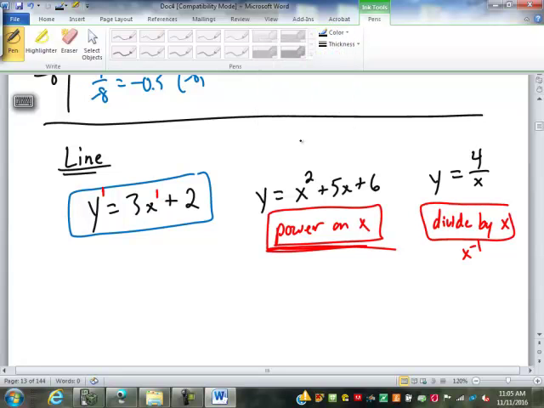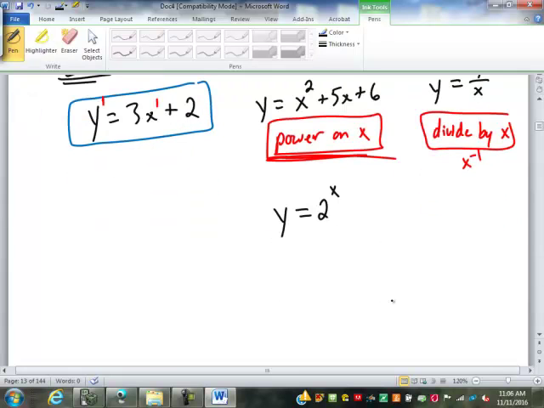Now, one equation that we didn't take time to graph might look like this. Y equals 2 to the power of x. If I were going to graph that, well, 2 to the power of 0 would be 1. If x were 1, 2 to the power of 1 would be 2. If x were 2, 2 to the power of 2 would be 4. If x were 3, 2 to the power of 3 would be 8. Get the point. If x were -1, 2 to the -1 is 1/2. If x were -2, 2 to the -2 is 1/4.